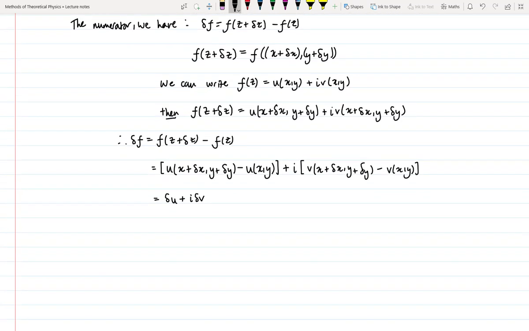Now we've got this expression for the numerator of the quantity we want to take the limit for. We can now write for our complex derivative df by dz is the limit as delta z tends to 0 of delta f by delta z, and this is now the limit as delta z tends to 0. So the numerator, we know we can write this as delta u plus i delta v, and similarly we can rewrite the denominator in terms of its real and imaginary parts.